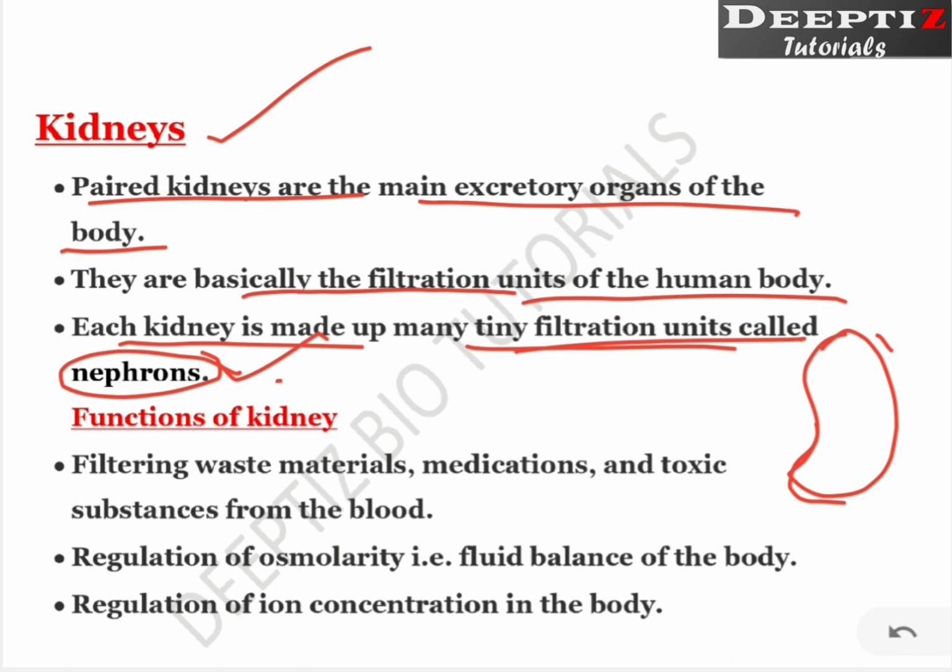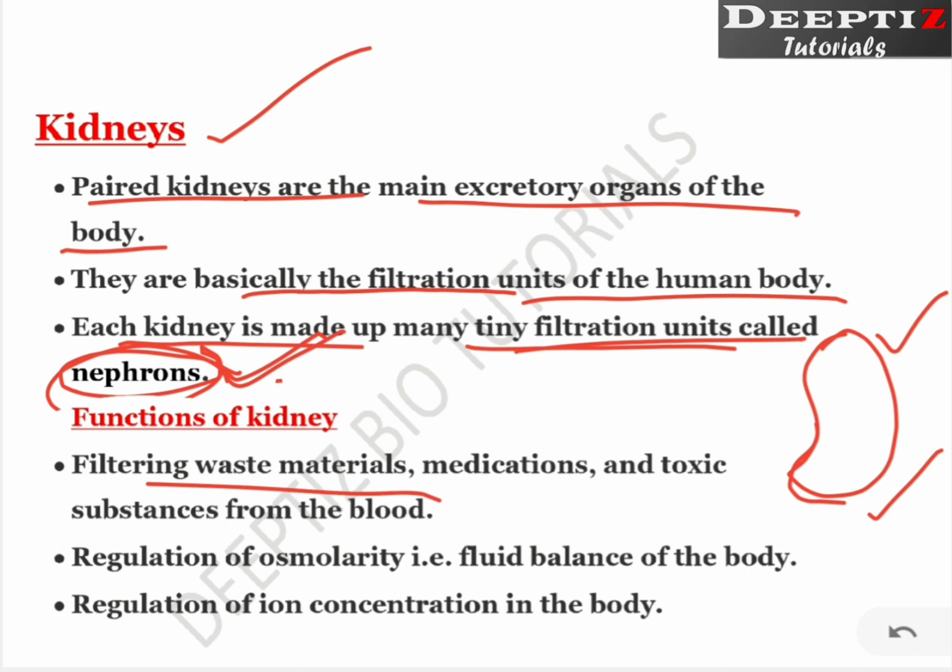We say that kidney helps in filtration. Actually, who helps? Each kidney is made up of millions of nephrons. Each nephron helps the kidney to form the urine. So, how can the kidney filter the urine? With the help of these nephrons. Now, what are the functions of kidney?